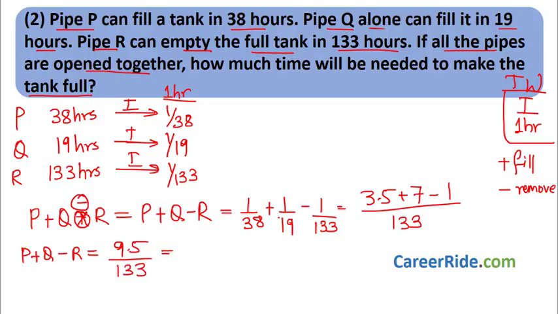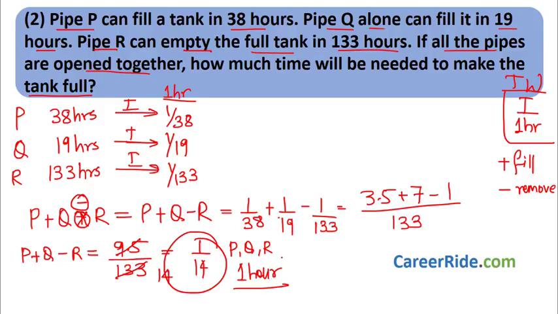Now 9.5 is what? Half of 19, right? So if 19 sevens are 133, then 9.5 14s are 133. So what we get is 1 by 14. This is not the number of hours, this is nothing but the amount of work done by pipes P, Q and R together in just 1 hour. In 1 hour pipes P, Q and R do 1 by 14 amount of work, that is, they fill 1 by 14 of the tank.